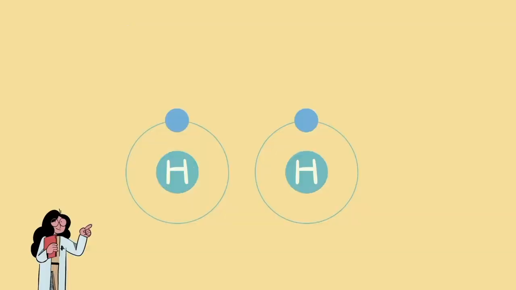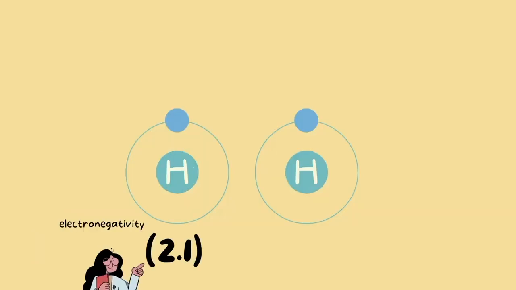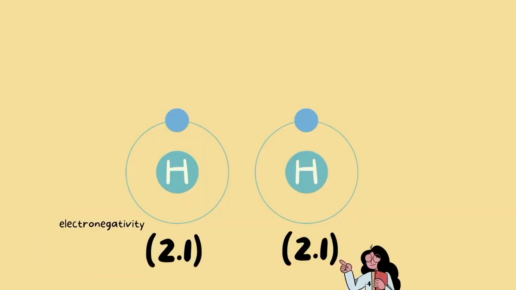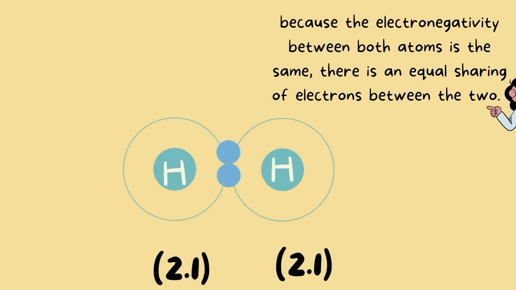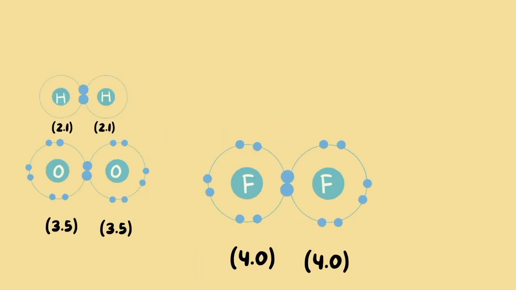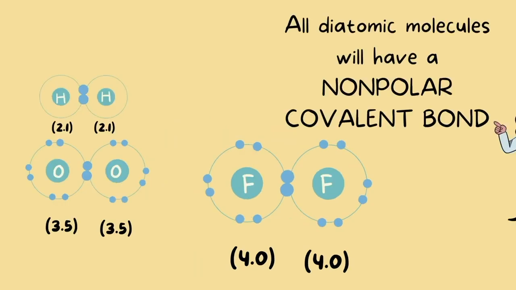Let's take, for example, these hydrogen atoms. The electronegativity value is 2.1, and of course, it's the same value for both atoms because they are the exact same atoms. Because the electronegativity of both atoms is the same, there is an equal sharing of electrons between the two. This goes for any diatomic molecule like oxygen, fluorine, and all of the other diatomic molecules. They will have a non-polar covalent bond.